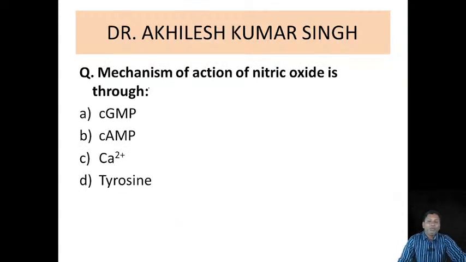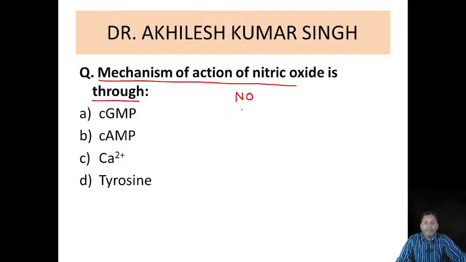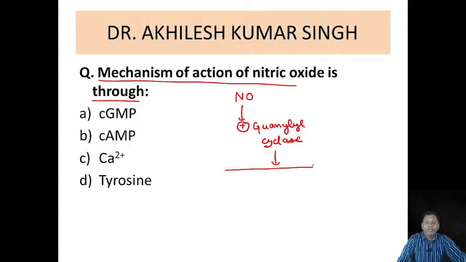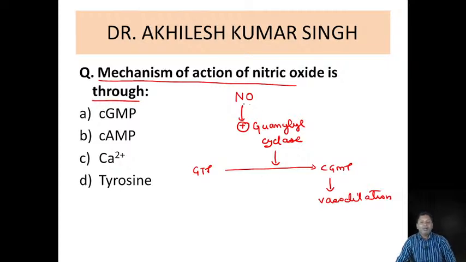Also remember one thing for the exam: the mechanism of action of nitric oxide. Nitric oxide will stimulate the enzyme guanylyl cyclase. This guanylyl cyclase converts GTP into cyclic GMP, and cyclic GMP leads to vasodilation.